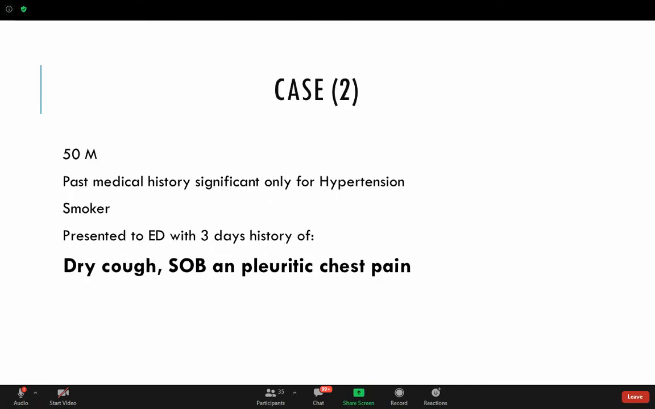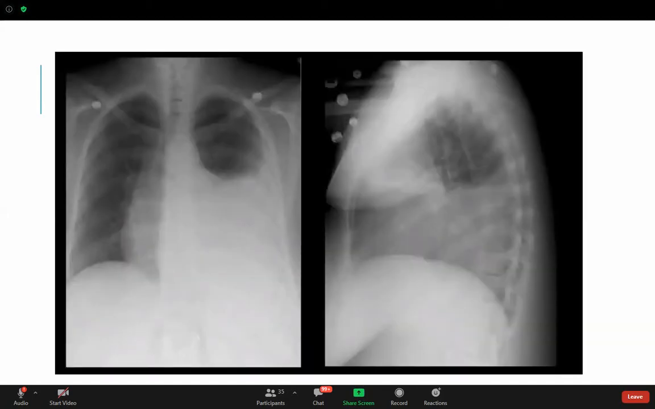Okay, case number 2, a 50-year-old male, past medical history is significant for hypertension. He is a smoker. He presented to the emergency department with a 3-day history of dry cough, shortness of breath, and pleuritic chest pain. Okay, remember, dry cough, shortness of breath, and pleuritic chest pain. This is his chest X-ray. What do you guys see?